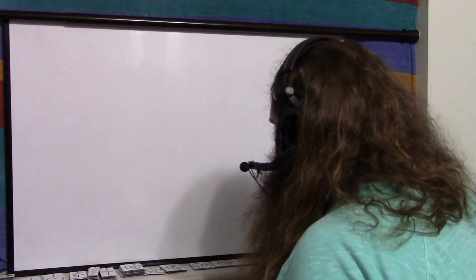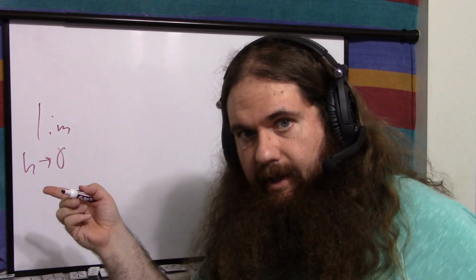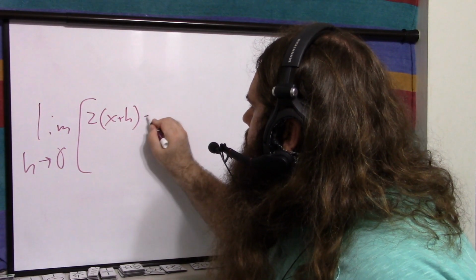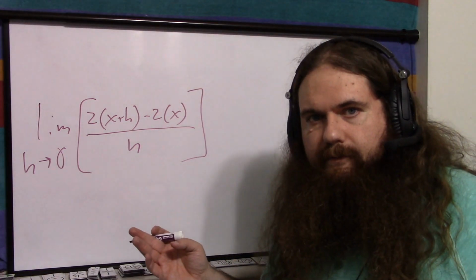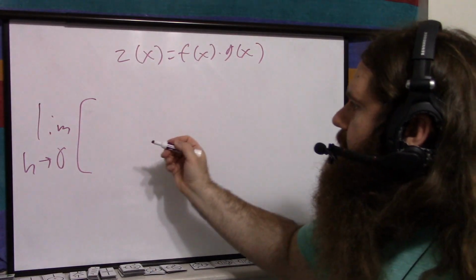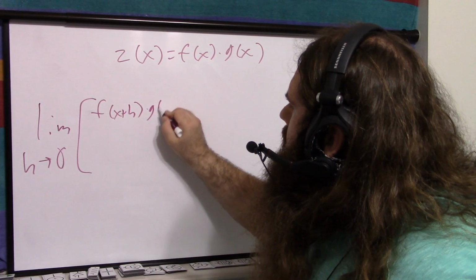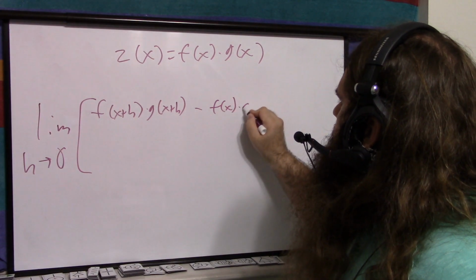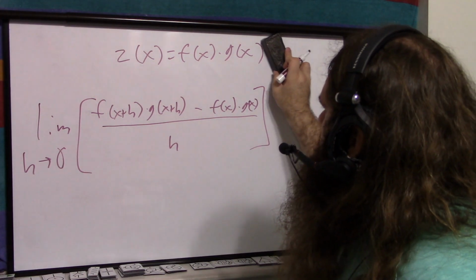Well, let's write that out in limit notation. It's the limit as h goes to 0, see I use both, of z of x plus h minus z of x all over h. And now our good friend z gets to go away, because there's our z, so it's just f of x plus h times g of x plus h minus f of x times g of x all over h. And z is gone. Long live z.